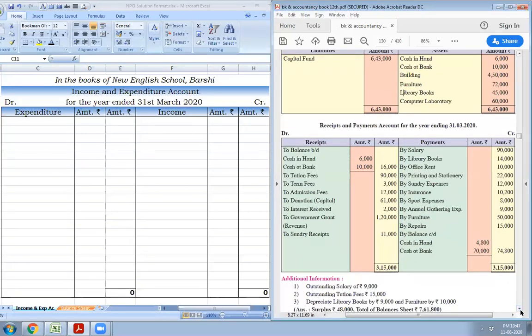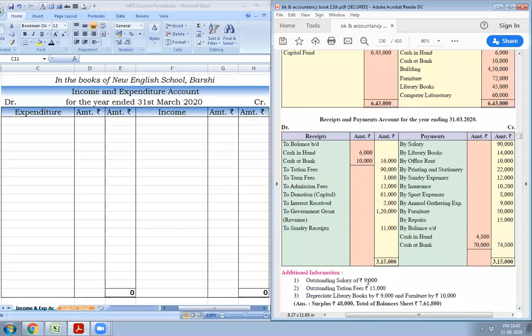Adjustments. Outstanding salaries, rupees 9,000, put a tick to salaries. Next, outstanding tuition fees, rupees 15,000. Put a tick to tuition fees. Depreciate library books and furniture. Tick to library books and furniture. So in all, there are two ticks to furniture and two ticks to library books. One tick for additional purchase of furniture and another tick for depreciation. The same applies to library books.